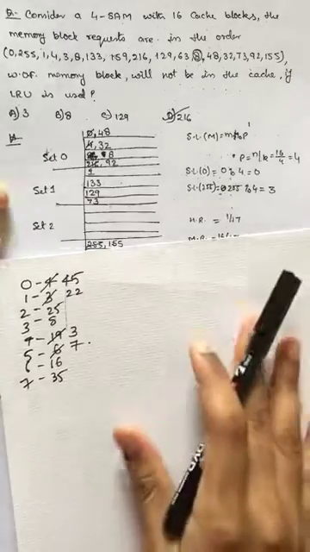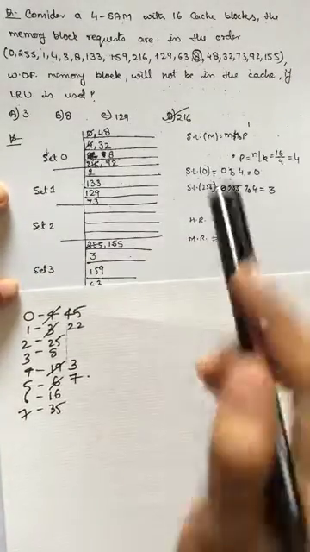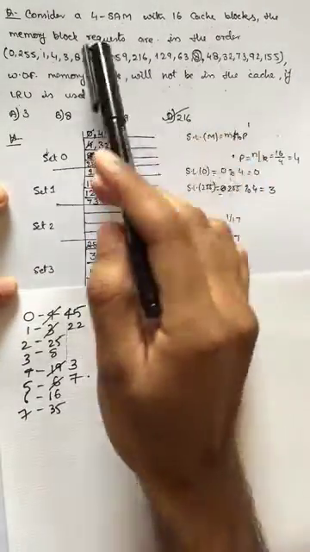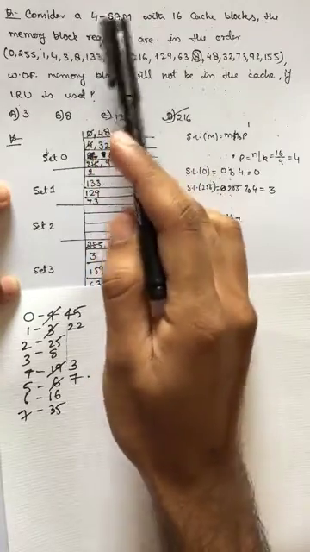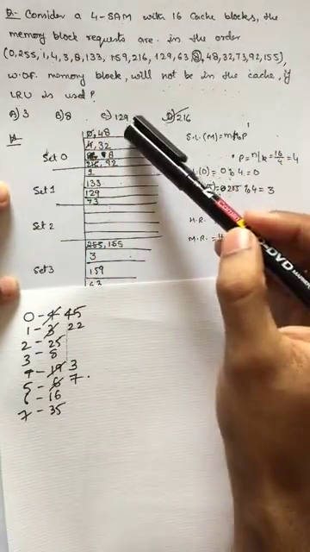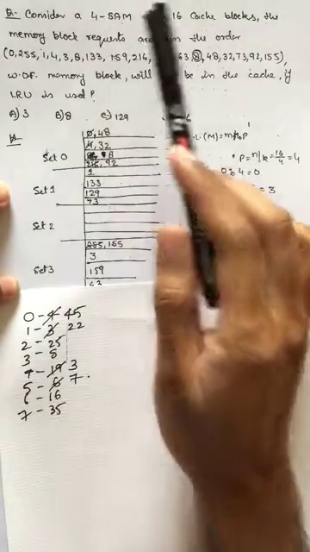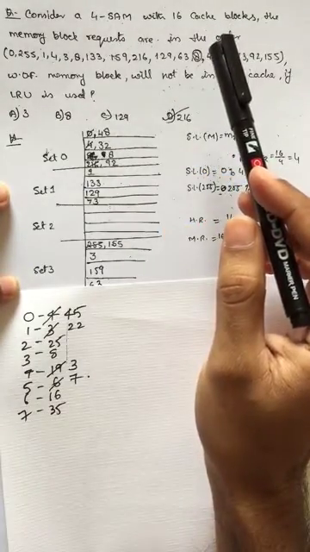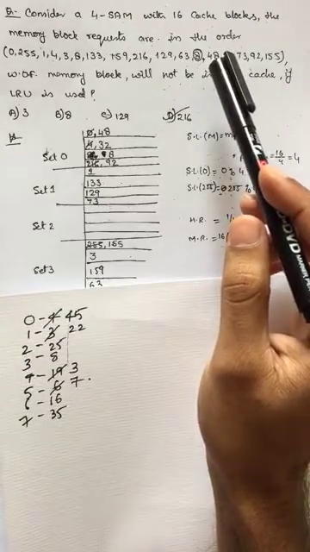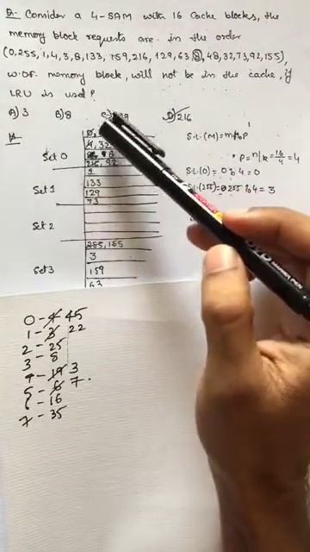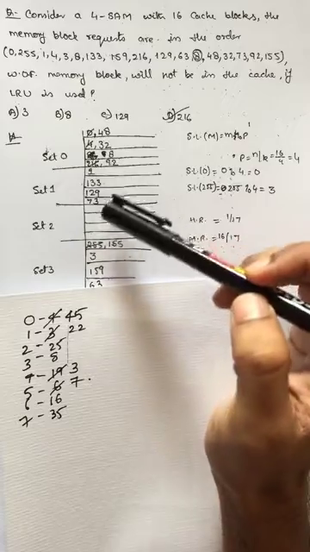See this question. Here they are saying that 16 cache blocks are used, and it is a four-way set associative, which means we are going to write 16 lines here, each representing one cache block. And four-way set associative means every set is going to contain four lines. So set number 0 is going to contain 4, set number 1 is going to contain 4, like this.